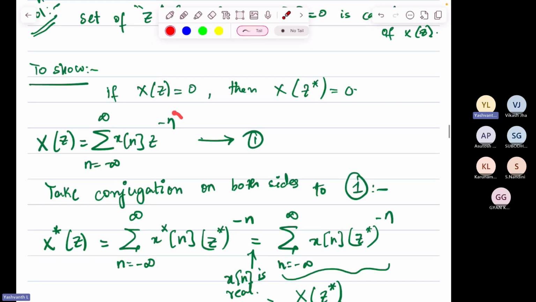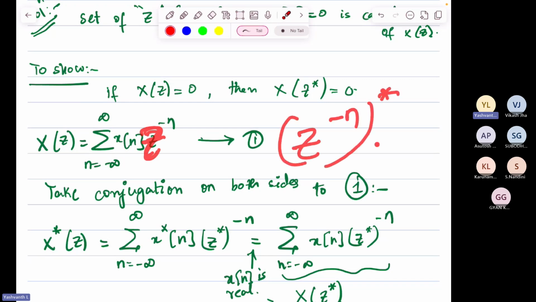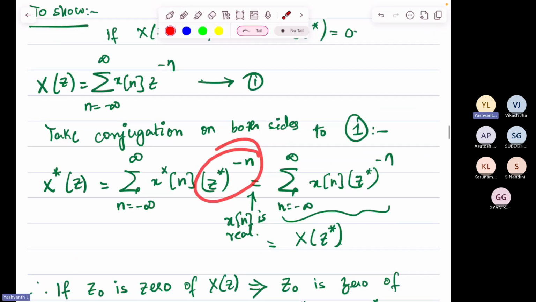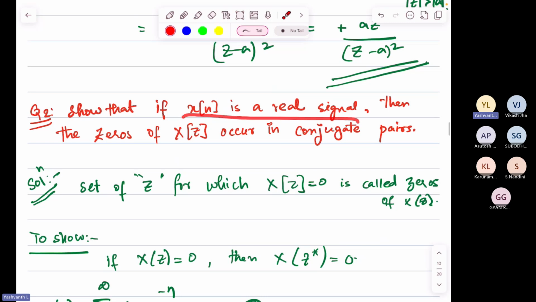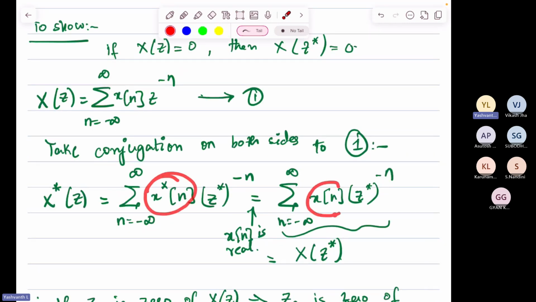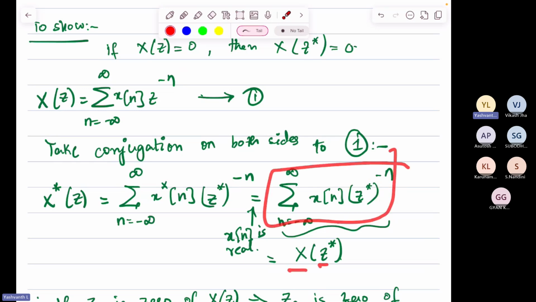Okay, now what we'll do, we'll take conjugation on both sides. So I'm just taking whole conjugate on both sides. So the conjugate will now go inside the summation and becomes x conjugate of n into, so z is a complex number, remember that. So if you have z power minus n conjugate, which is same as z conjugate whole power minus n. But what the question says is that x of n is a real signal. So x conjugate of n is same as x of n. Now what is this? This is nothing but x of z conjugate.